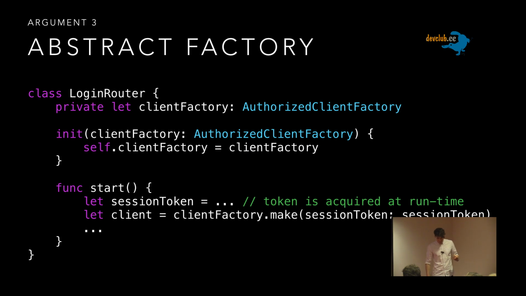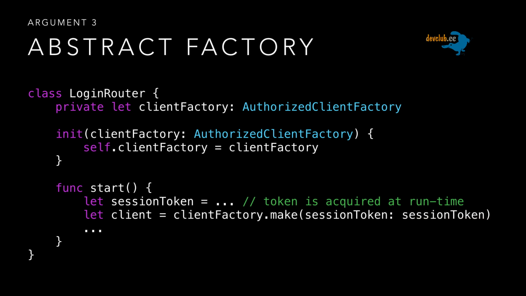So let's see it in action. We have a login router. The login router needs its client to do something, given the session token. Once we acquire the session token at runtime, we pass it to the factory. The factory creates us the proper client, and we can continue.